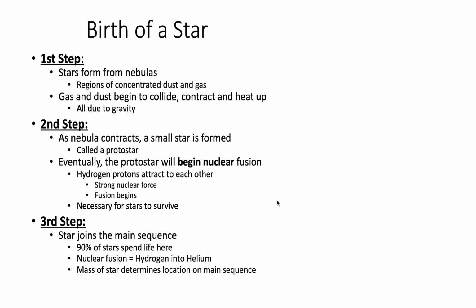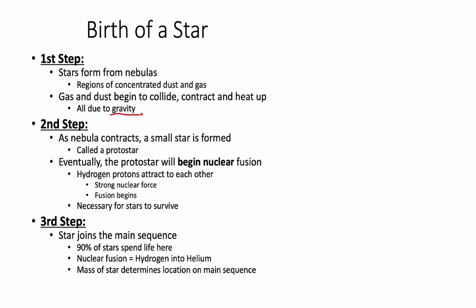Now, stars are like human beings. They are birthed, they live, and they die. So we're going to talk about the steps of how a star comes into adulthood and then expires at the end. So stars form in nebulas. And again, a nebula is a region which is just concentrated dust and gas. And the gas and the dust start to collide and contract and heat up. And all of that is due to gravity.